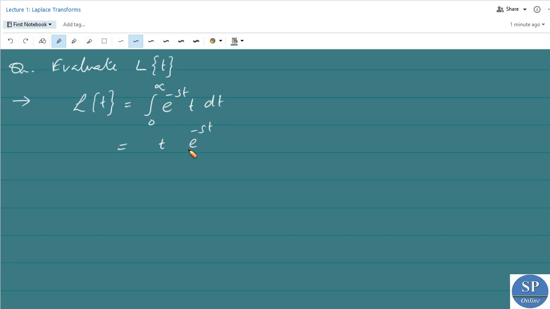So this is equal to first function t into integral of second function, e power minus st divided by minus s, minus derivative of t, that is 1, into integral of second function, that is e power minus st divided by minus s into minus s, that is s square. Then plus derivative of 1 is 0, etc. So this is equal to, from 0 to infinity, in the second term we have e power minus infinity minus e power 0. E power minus infinity is 0.